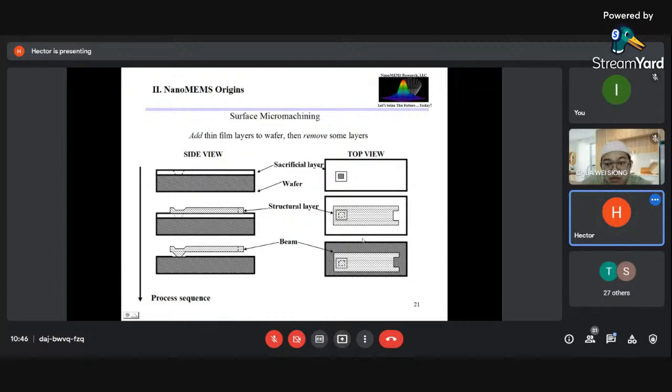For example, a cantilever beam may be created on a silicon wafer by depositing silicon dioxide as a sacrificial layer, depositing polysilicon as a structural layer, patterning the beam on the polysilicon, and then dissolving the sacrificial layer.